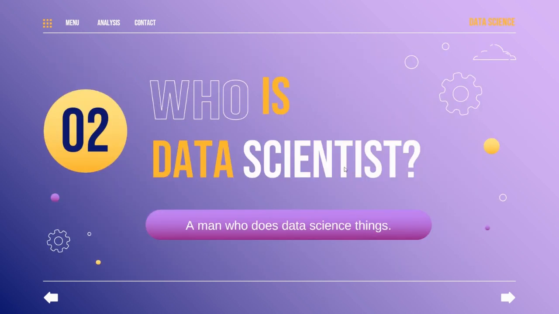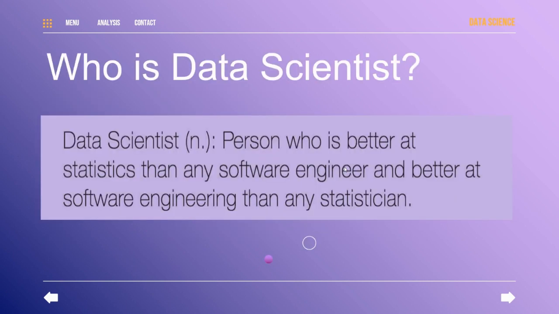Now coming to the next subtopic, who is a data scientist? A data scientist is a person who does things with data. Now let's go deeper into the topic. Here is the definition of a data scientist: a data scientist is a person who is better at statistics than any other software engineer and better at software engineering than any other statistician.